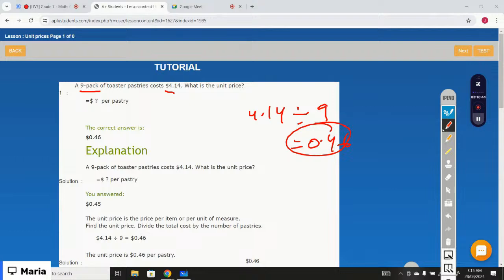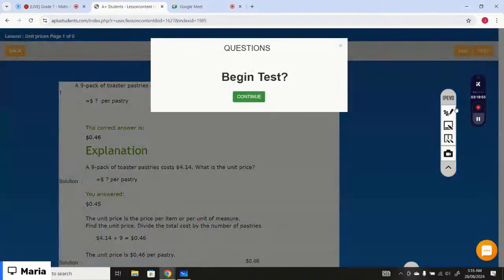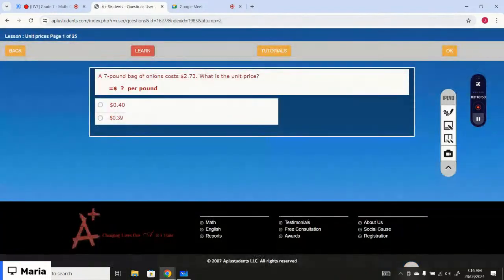Okay, let's just start with the test questions. Let's see how we calculate the unit prices, right? So if you need help with any of the lesson, you can simply click on this live chat button. Tutors are available there to help you during the shift timing, right? That is from Monday to Friday and 9 to 5.